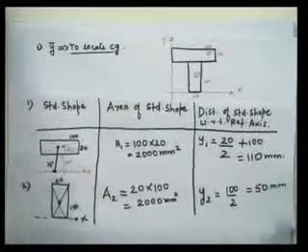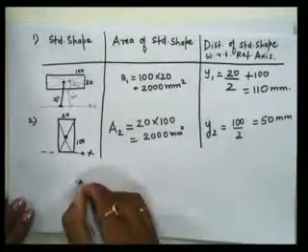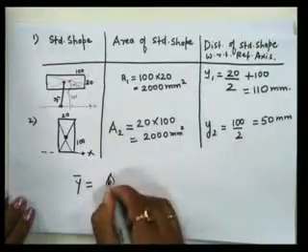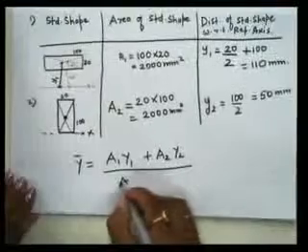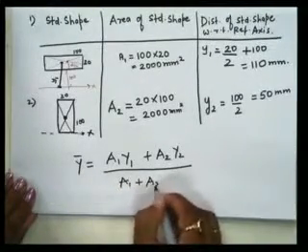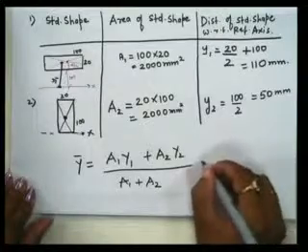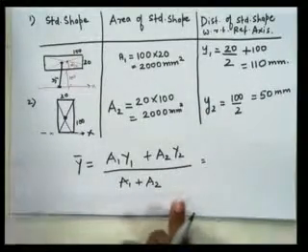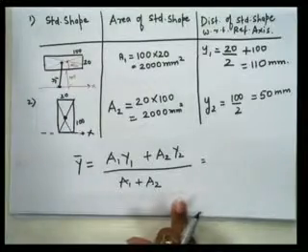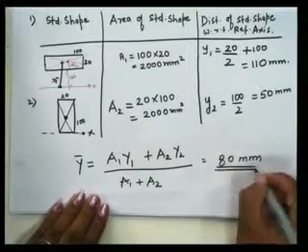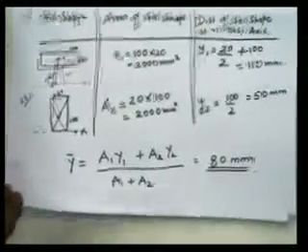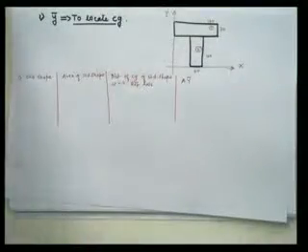Okay, so now what will be y bar? So y bar was equal to a1 y1 plus a2 y2 upon a1 plus a2. Okay, so we can put all the values and we'll get the value of y bar as 80 mm. So we get y bar equal to 80 mm, right? So the first step is over, to find out the position of the neutral axis.